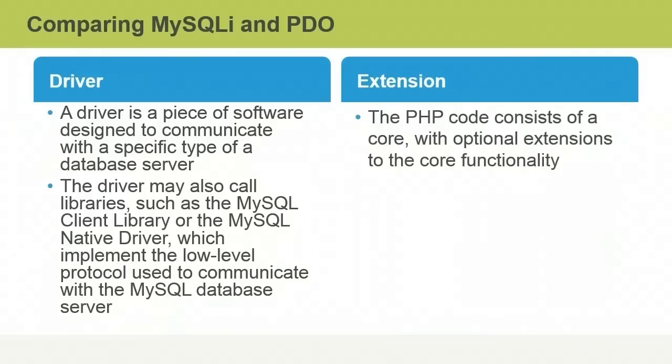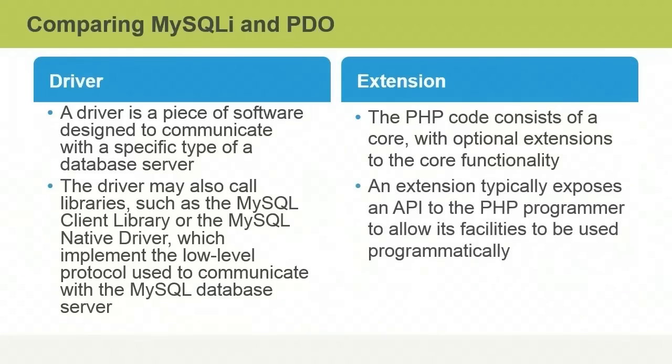Extension. The PHP code consists of a core with optional extensions to the core functionality. An extension typically exposes an API to the PHP programmer to allow its facilities to be used programmatically.